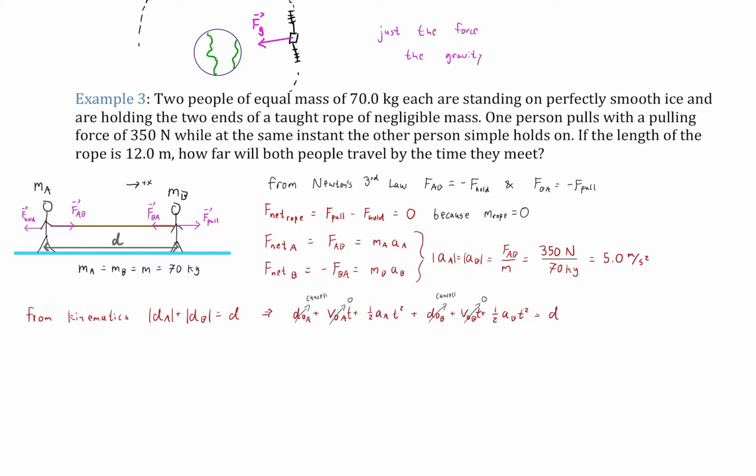All right, so we plug this in. We cancel it out because both these distances start with 0 based on the absolute value. They both also start from rest.